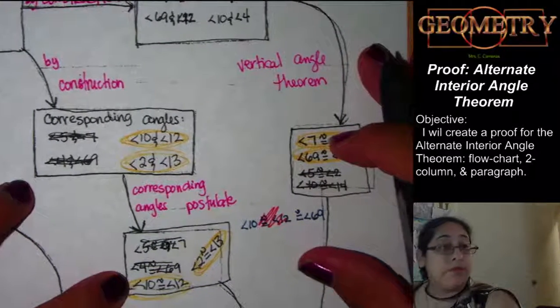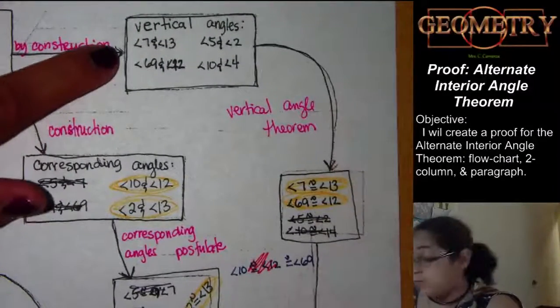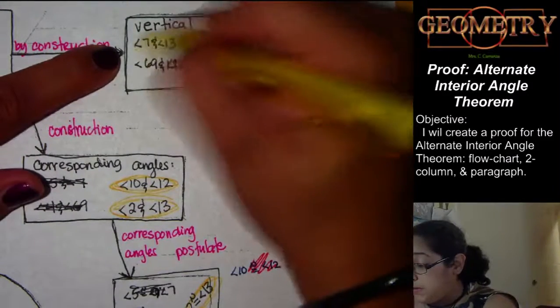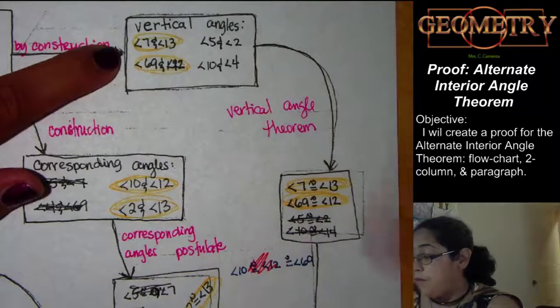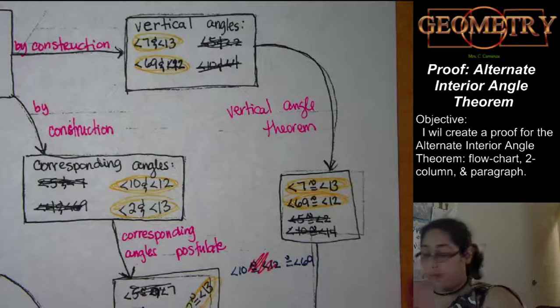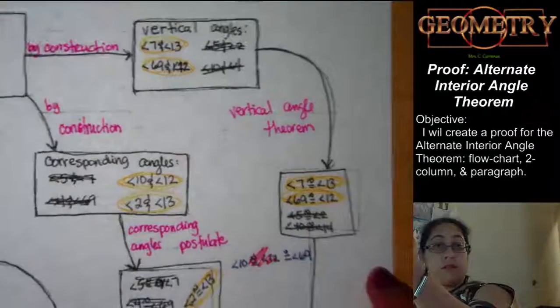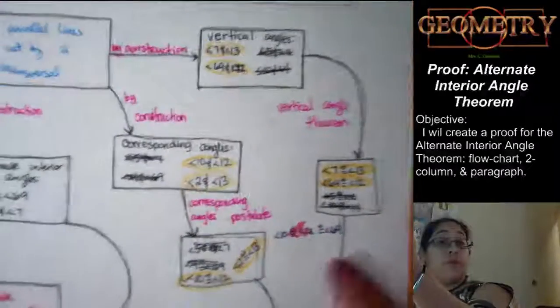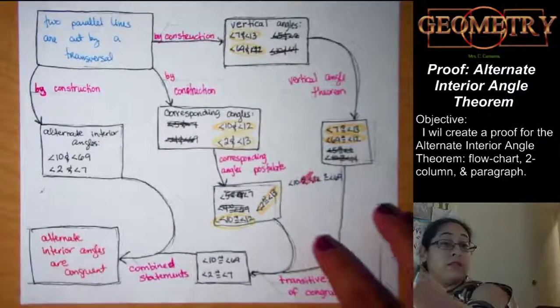Thank you. So I'm going to get rid of those. I'm going to repeat with the vertical angles. I'm keeping 7 and 13. I'm keeping 6, 9, and 12. I'm getting rid of the rest. My flowchart proof is done. There it is.